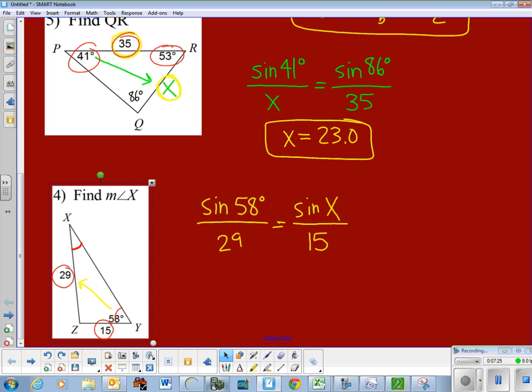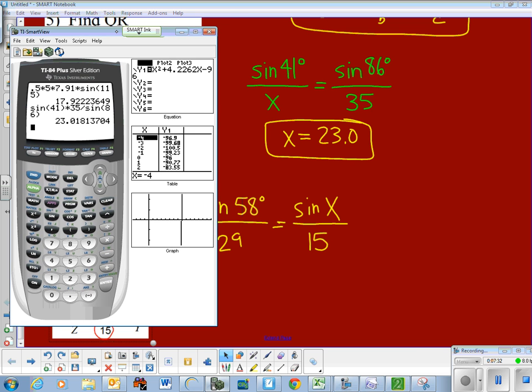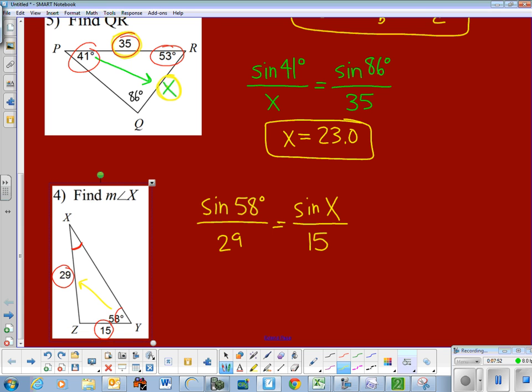So what I'm going to have to do is do my cross multiply and divide and then inverse sine my answer. All right, so I've got sine of 58 times 15 divided by 29 equals 0.438645567. So right now, 0.4386 is equal to sine x.